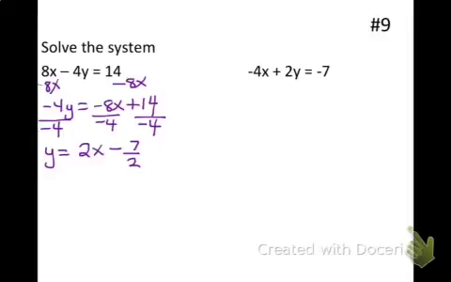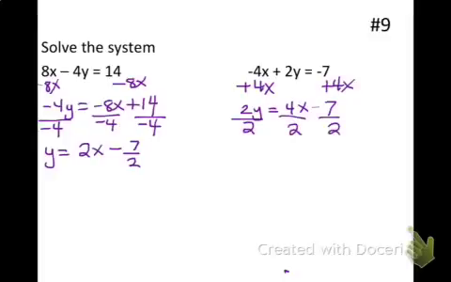For the second one, I'm going to add 4x to both sides. Which leaves me with 2y is equal to 4x minus 7. And then we divide everything by 2. And you get y is equal to 2x minus 7 over 2.